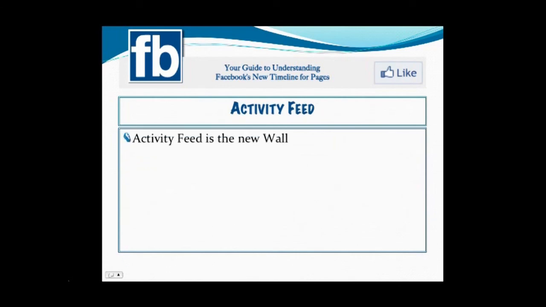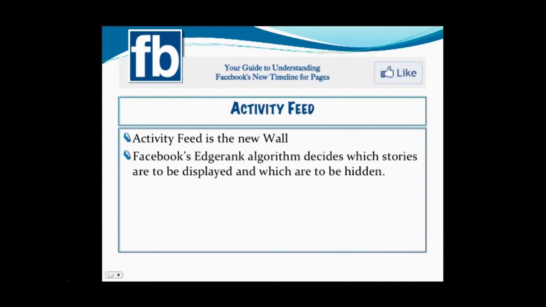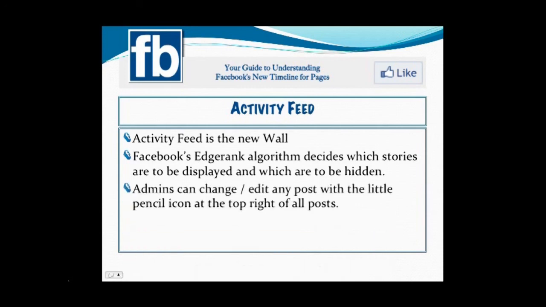Your activity feed is actually your new wall. They don't say wall anymore, it's just called an activity feed. And as we've mentioned before, Facebook has an algorithm called EdgeRank, and it's EdgeRank that decides what is to be displayed when you choose the default highlights. So when highlights is chosen, Facebook is automatically choosing which stories are going to appear to the users there. You can edit or change any of this by clicking the little pencil icon at the top right of the posts, and this allows you to do a lot of different things with those posts, including hiding the post from the feed.